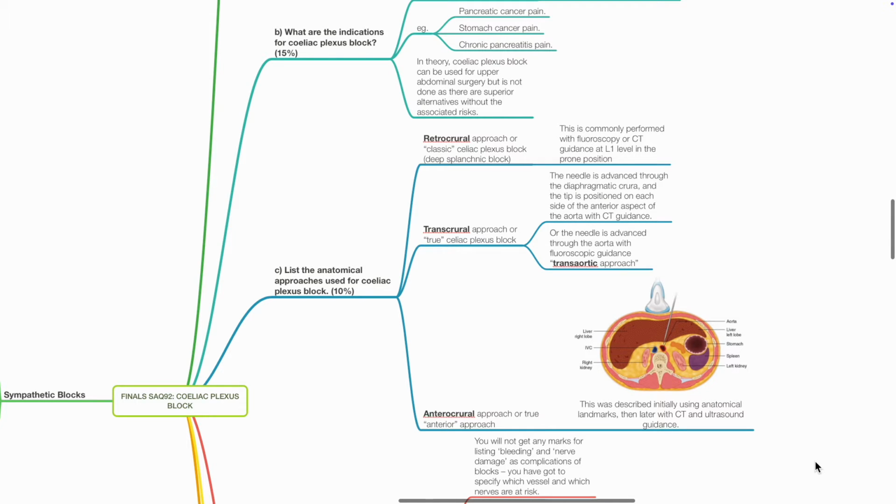The needle is advanced through the diaphragmatic crura, and the tip is positioned on each side of the anterior aspect of the aorta with CT guidance, or the needle is advanced through the aorta with fluoroscopic guidance, i.e. transaortic approach. Next is the anterocrural approach. This was described initially using anatomical landmarks, and then later with CT and ultrasound guidance.